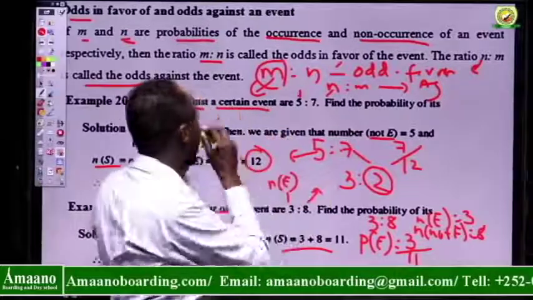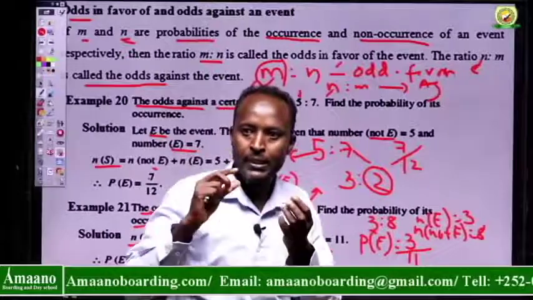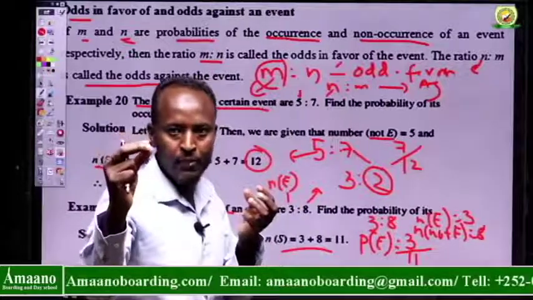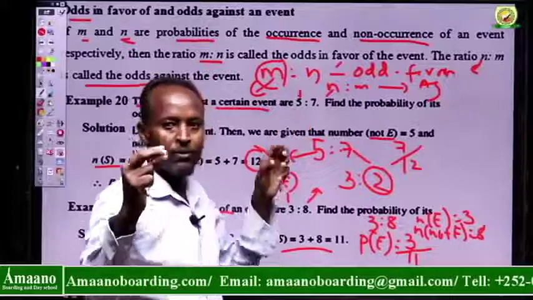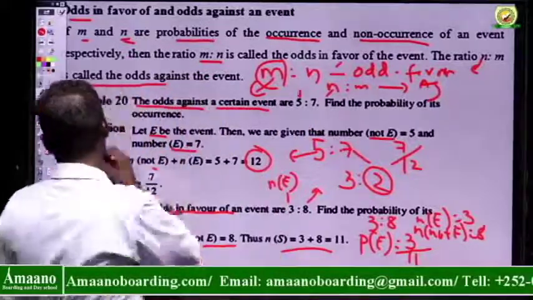If we are given the odds against, and we are asked to find the probability that the event will occur, we will take the last number, 7, just like this example, 7 divided by the total. Okay, let's proceed.